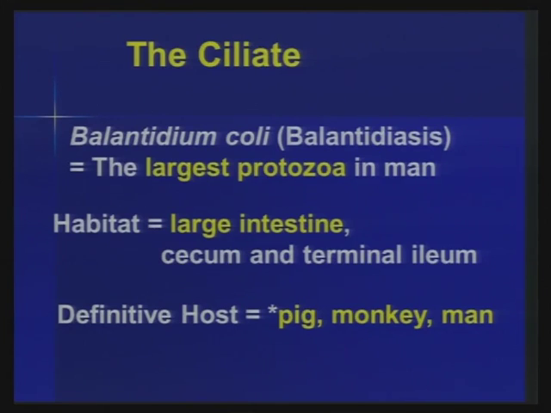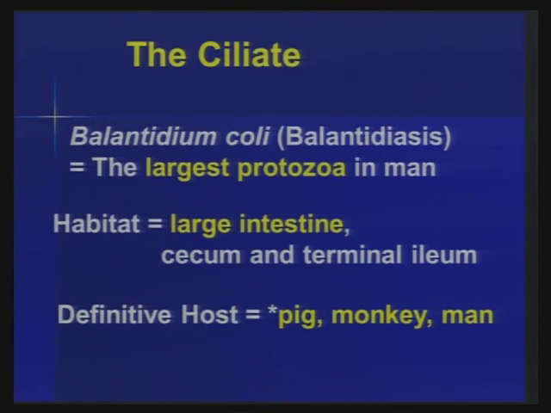I have seen this only 2 cases for the past 20 years, only 2 cases. Because it's not a human parasite, it is a protozoa of the pig, but it can cause disease in human. And this is the ciliate. Only one group of ciliate is the Balantidium coli, and the disease we call it balantidiasis. And the habitat, again, the large intestine.